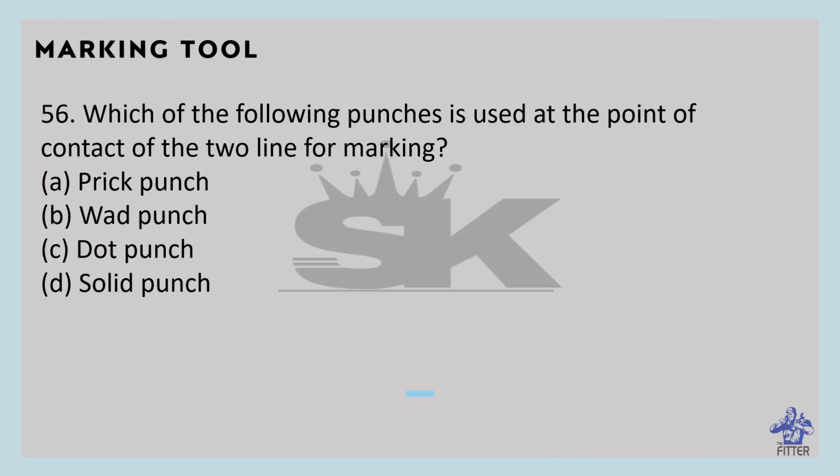Which of the following punches is used at the point of contact of two lines for marking? That is the dot punch. Dot punch is used at the point of contact of two lines for marking. It is made of cast steel and its pointer has a 60-degree angle. We have discussed it, right? It is used to make a witness mark for permanent marking. A solid punch is used to make holes in the sheet, and these holes are not accurate in size.